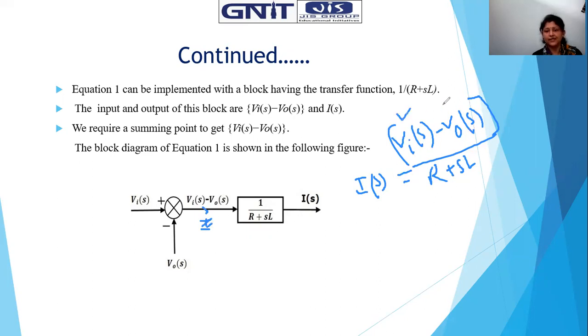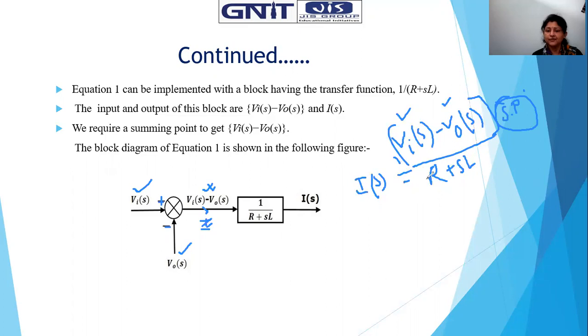So we start with a summing point. We know what a summing point is. This is VIS and this one is VOS. VIS minus VOS will become the direct signal there. These two signals are manipulated through the summing point, and they are in phase opposition, so we put plus here and minus here. So it is VIS minus VOS.